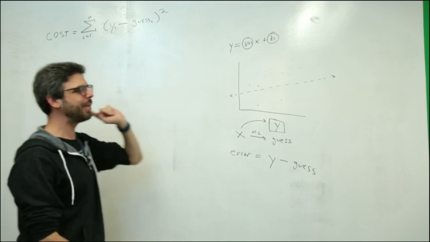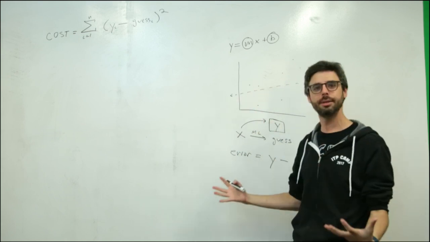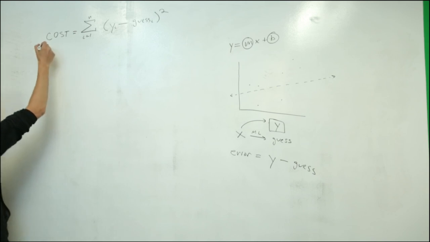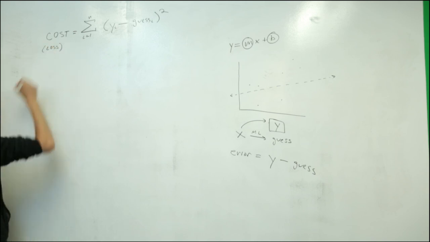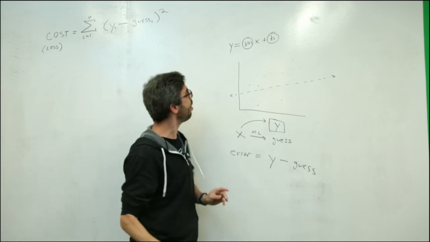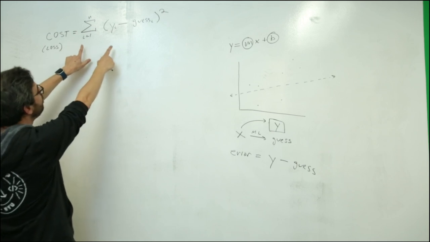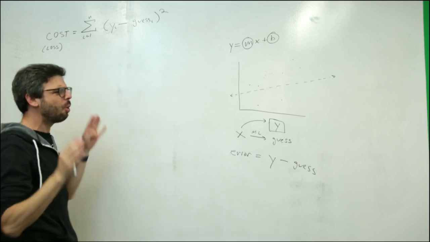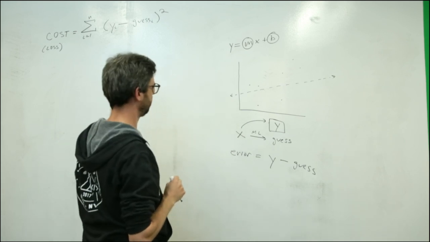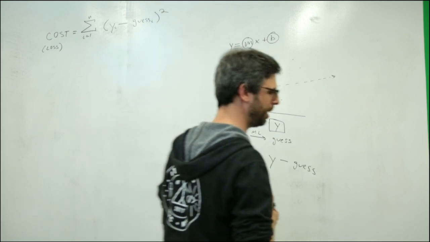So perhaps we can agree that our goal is to minimize this cost, also known as maybe a loss. We want to minimize that loss. We want to have the lowest error. We want the m and b values for the lowest error. So we want to minimize this function. Now, what does it mean to minimize a function? I'm trying to find the space on the whiteboard where I want to do this next piece.